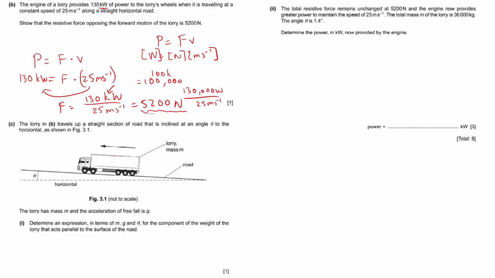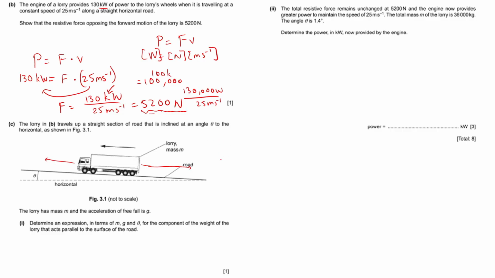Okay, for C, the lorry in B travels up a straight section of the road that is inclined at an angle theta to the horizontal as shown in figure 3.1. The lorry has mass m and acceleration of free fall is g. Determine an expression in terms of m, g, and theta for the component of the weight of the lorry that acts parallel to the surface of the road. So we're looking at it for an angle.